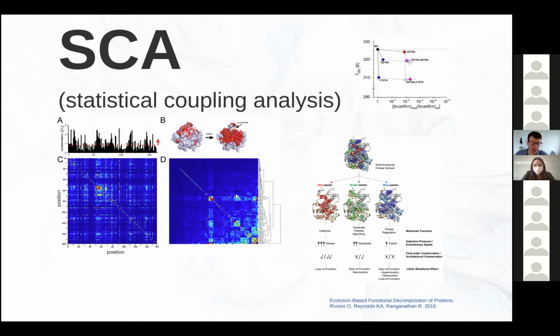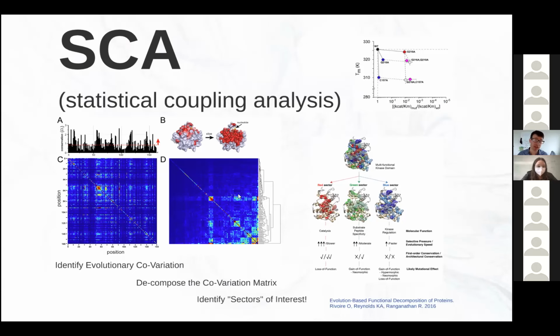And here's one really easy way to do that. Just do hierarchical clustering on this matrix. And you can see that within the domain, there's a few regions that really highly interact with each other, and then less and less interaction as you get further away. This is just a way to visualize it, but they use a spectral way to deconvolve this matrix. So you decompose the covariation matrix, and what you find is what they term sectors.